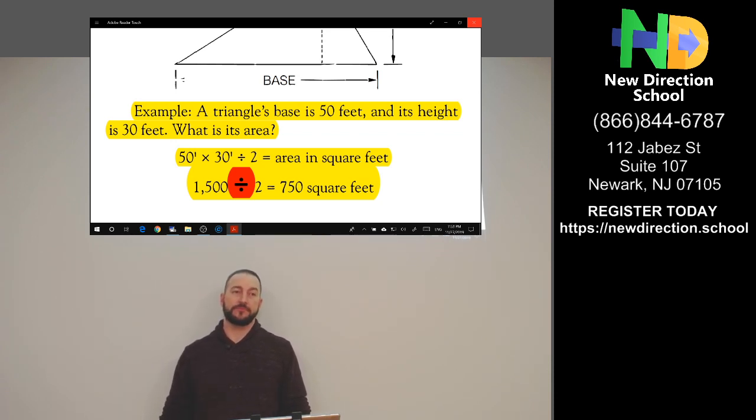So the correct thing is to divide, not multiply. Yeah, because 1,500 times 2 would not be 750. It would be 3,000. They just wanted to make sure you were paying attention.